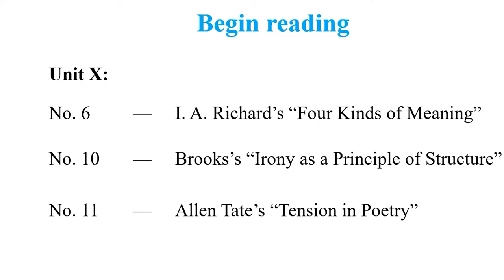Then you can immediately read the three prescribed texts. Number one, I.A. Richards, Four Kinds of Meaning. I also touched upon the crux of the essay today: sense, feeling, tone, intention. That's not the major part of the essay though. Tomorrow we will discuss Four Kinds of Meaning, but you know the crux, so you can also read it on your own. Next, Irony as a Principle of Structure, you know the essence. Why, like paradox, irony is very essential to interpret poems, especially in literary context. Then Tension in Poetry, again I discussed the essence: the struggle or tension between literal and figurative meaning.